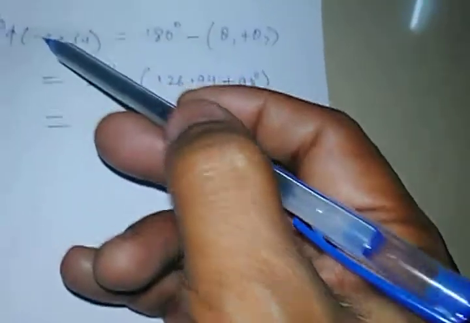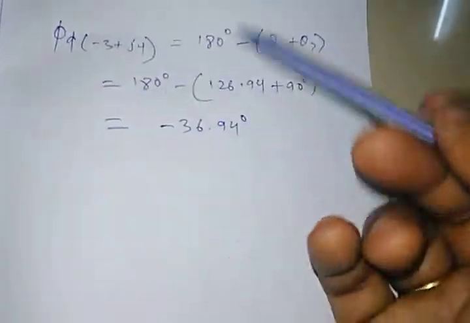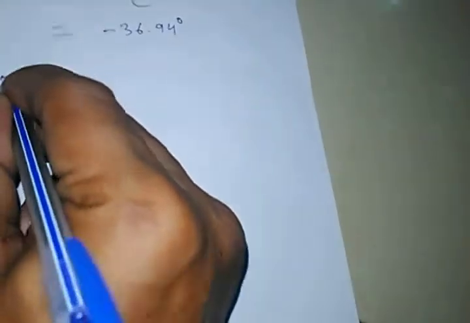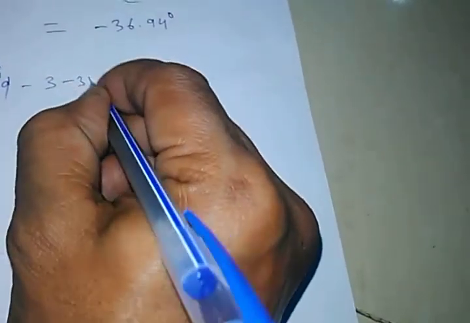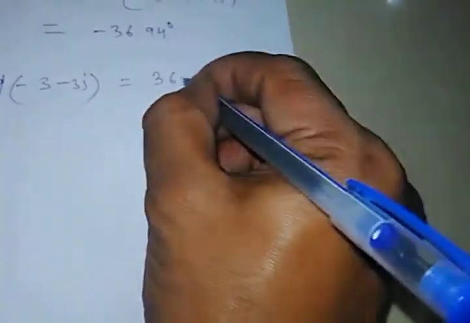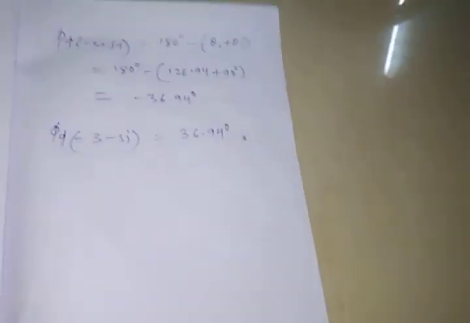Similarly, we have to find out the other one, that is minus 3 minus j4, but since both the complex poles are conjugate pairs, the ultimate finding will be the inverse of this one. So phi d for minus 3 minus j4 will be just 36.94, just the sign will be inverted, 36.94 degrees. So these are all our findings. The point number 10 will not come out as there are no complex zeros, actually no zeros are present, so only 9 points are there.